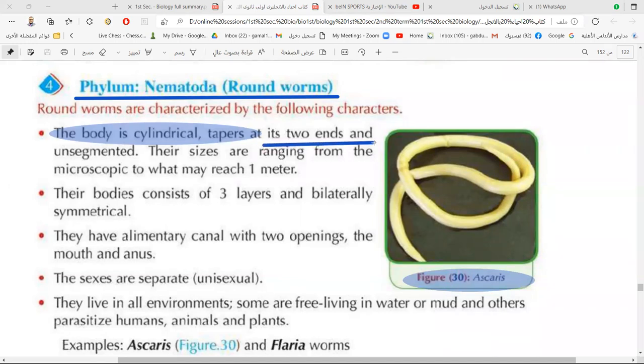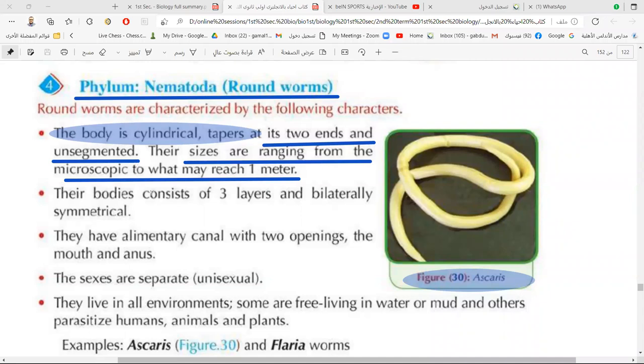And they have two ends. Their body is unsegmented, not divided. There are no segments like this. Their body is cylindrical and not segmented. Their size ranges from microscopic to what may reach 1 meter and more.